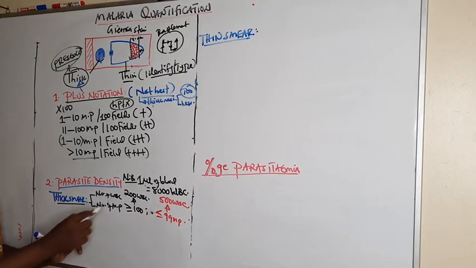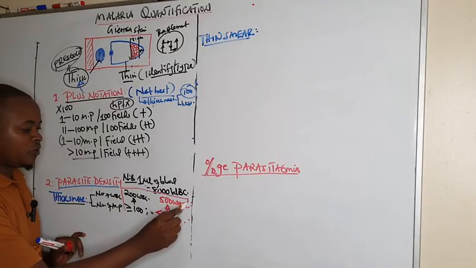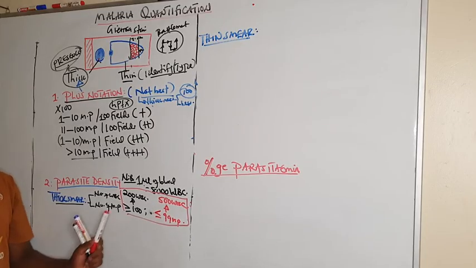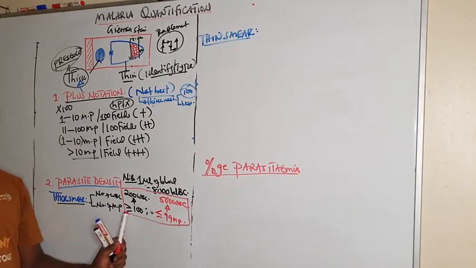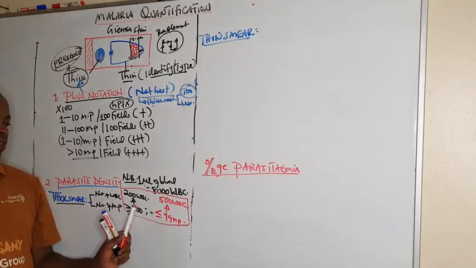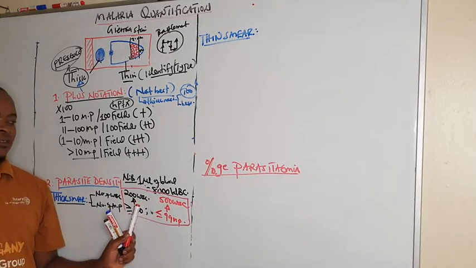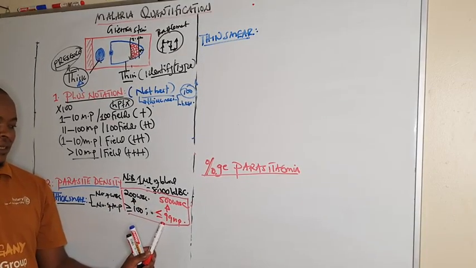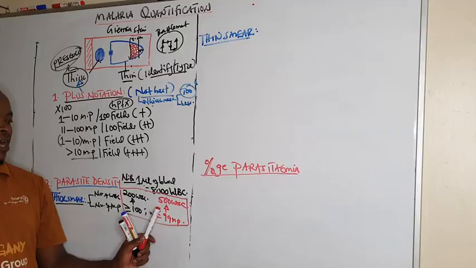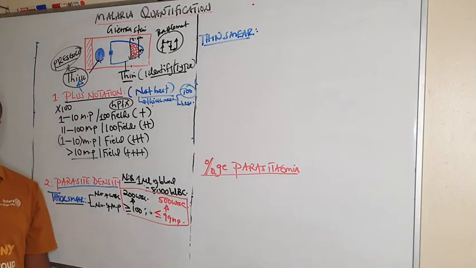So this is the rule we are applying when we are using this method for parasite density. If you count greater than or equal to 100 malaria parasites already, here you stop at 200 white blood cells. But if you count less than 99 malaria parasites, here you count until you reach 500 white blood cells.